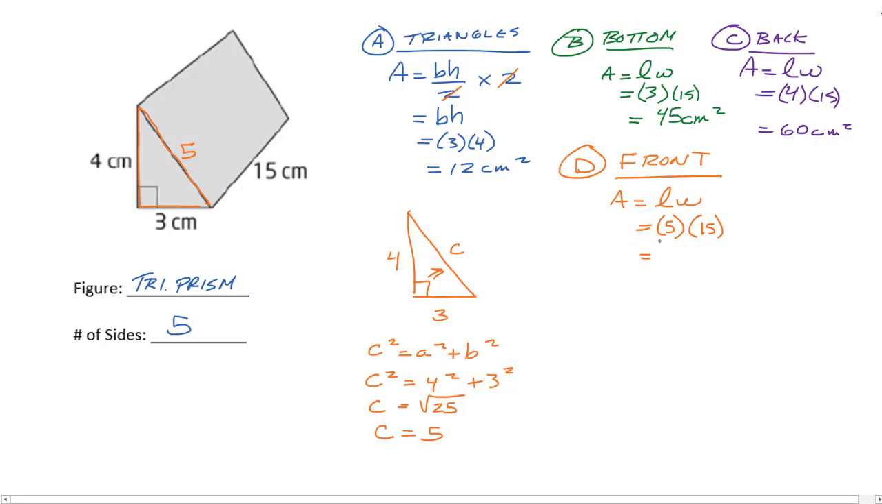All right, so we're back at it. What do we got here? 5 times 15, what's that going to be? 75. There we go. Centimeters squared. Nice job there. Now you've got all the different areas.